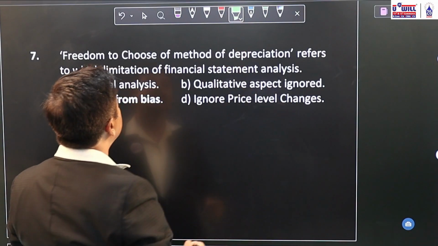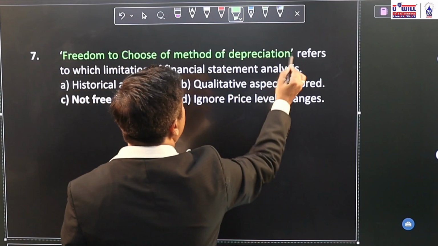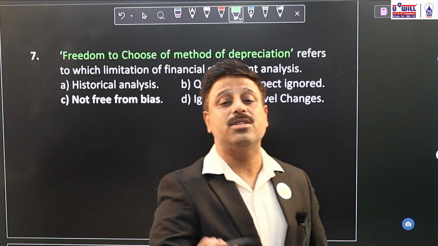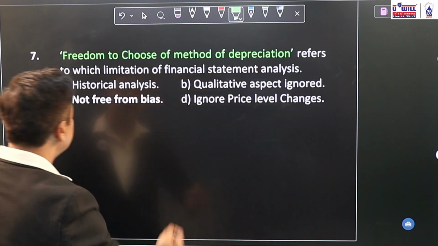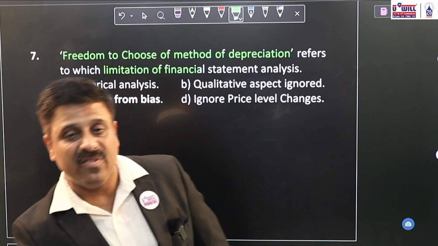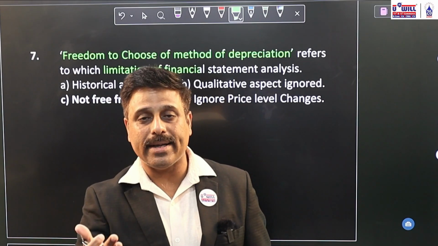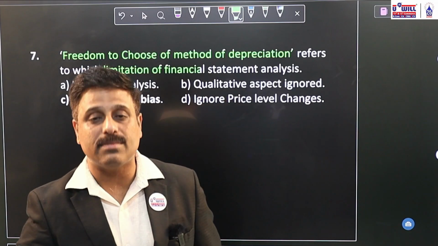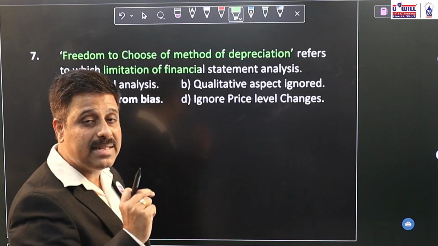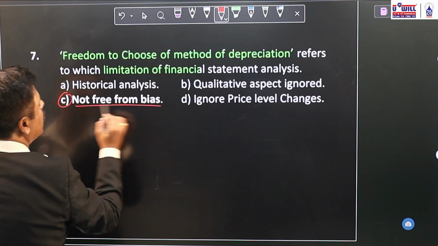Freedom to choose the method of depreciation. You have the freedom. You can go by straight line method of depreciation or even reducing balance method of depreciation, that is written down value. Which limitation does this refer to? Now this is a limitation, because if you want to increase or decrease your profits, then you may be a little bit biased and accordingly you may take straight line method or reducing balance method as per your objective to increase or decrease the profits into consideration. You can play with this limitation of accounting statement. So what is the main answer? It is not free from bias.